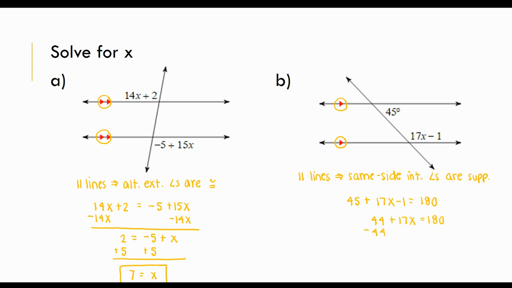I'm going to subtract the 44 over to the other side. So 180 minus 44 is going to give us 136. I'll divide both sides by 17. The problem is asking for us to just solve for x. So we get x to be 8, and that's all I wanted. So x equals 8 is my answer.